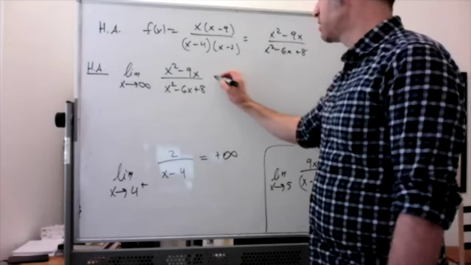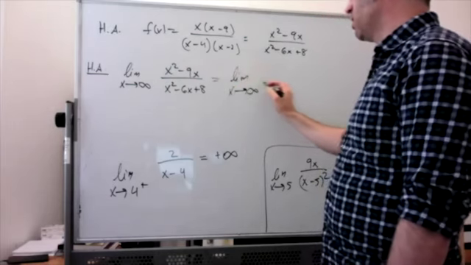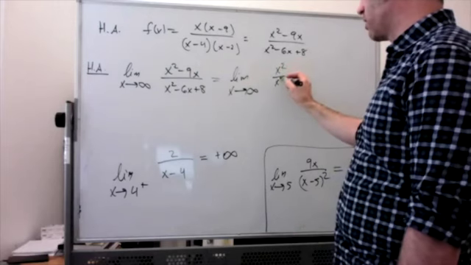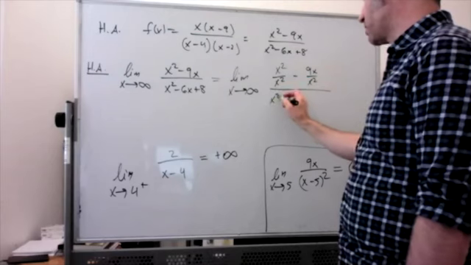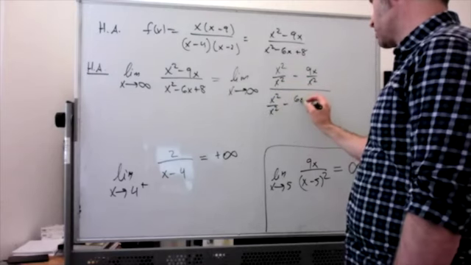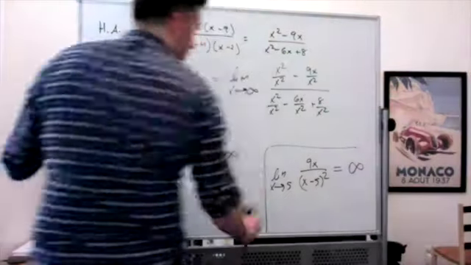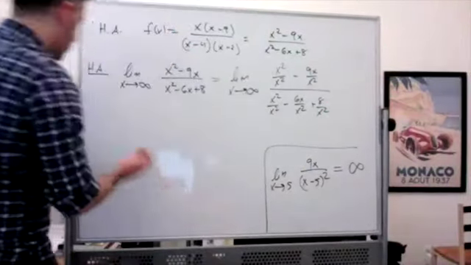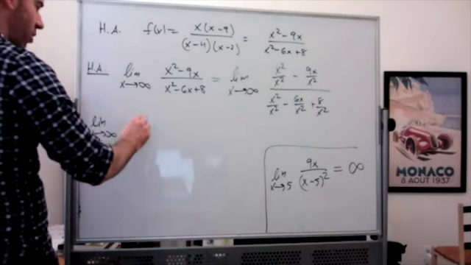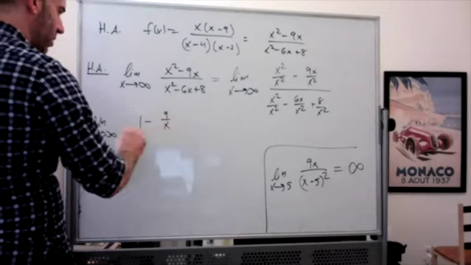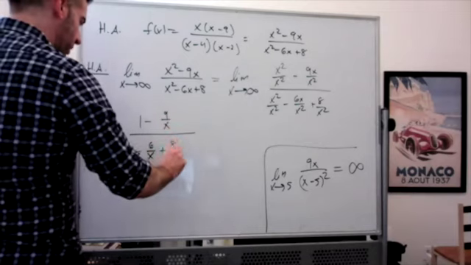So in this case, we would divide everything by x squared. So limit as x goes to infinity, I have x squared over x squared minus 9x over x squared, over x squared over x squared minus 6x over x squared plus 8 over x squared. And then we would simplify. So you end up with the limit as x goes to infinity of 1 minus 9 over x, over 1 minus 6 over x plus 8 over x squared.